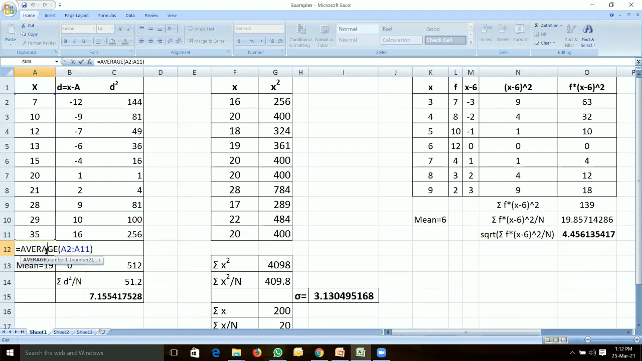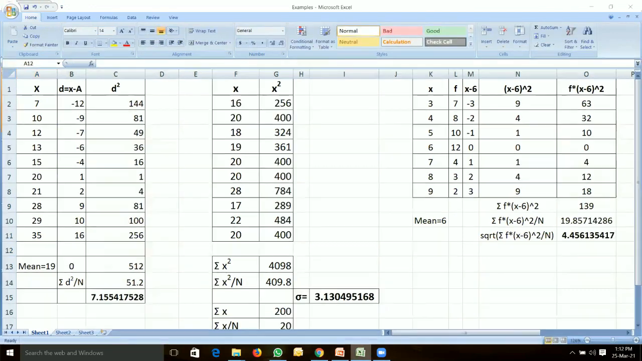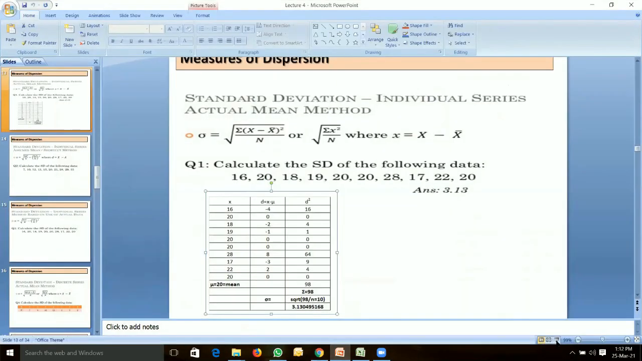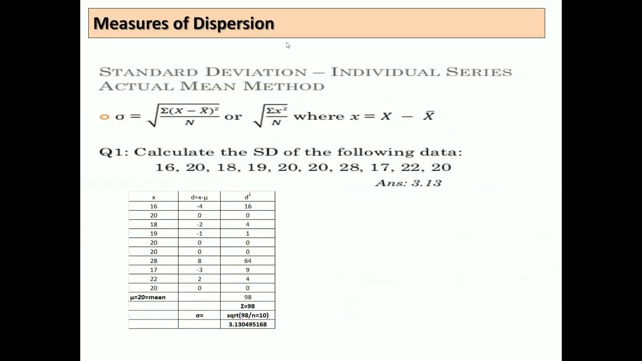Did everyone get it? All of you are doing it in the Excel sheet? Yes, ma'am, we got it. Okay, great. Now the next step is, first give this x minus x bar. X means 16, the first value is 16. 16 minus 20 in the second column.